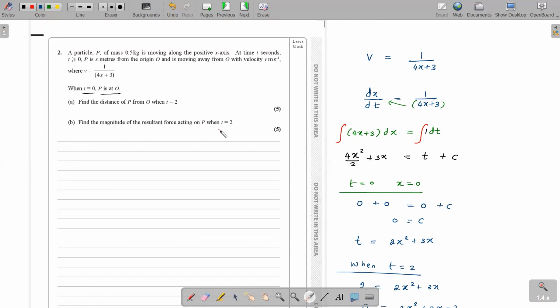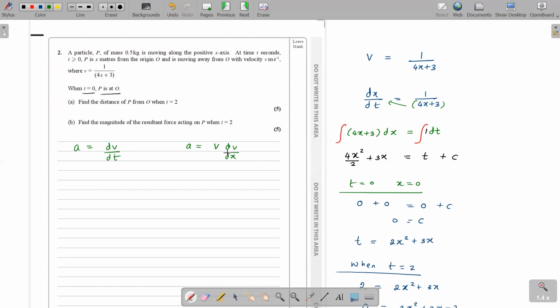So how do we find the acceleration? For acceleration, there are two equations we learn in this particular chapter in M3. One equation is acceleration equals dv by dt, used when your acceleration is a function of time. The other equation is acceleration equals v dv by dx, given when your acceleration is a function of displacement. So these are the two equations we use.